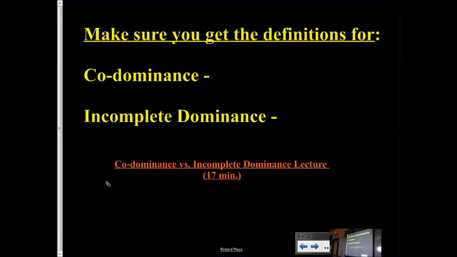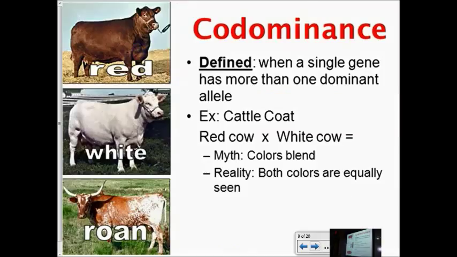All right, so let's look at that example. He's going to give you one here. Hopefully you got down your definition of codominance, when a single gene has more than one dominant allele.